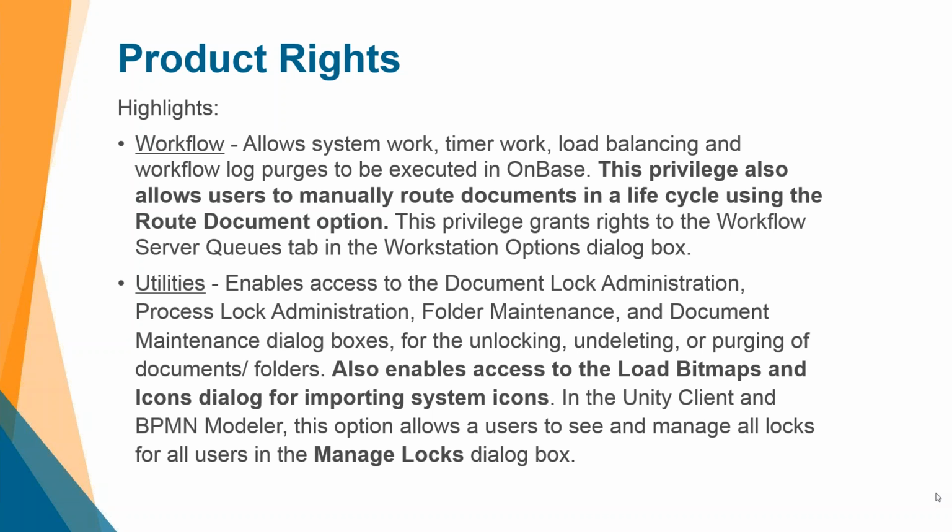One of the other boxes that we want to highlight is Utilities. This enables access to the document lock administration, process lock administration, folder maintenance, and document maintenance dialog boxes for the unlocking, undeleting, or purging of documents and folders. It also enables access to the load bitmaps and icon dialog for importing system icons. In the Unity client and Business Process Management modules, this option allows a user to see and manage all locks for all users in the Manage Locks dialog box.